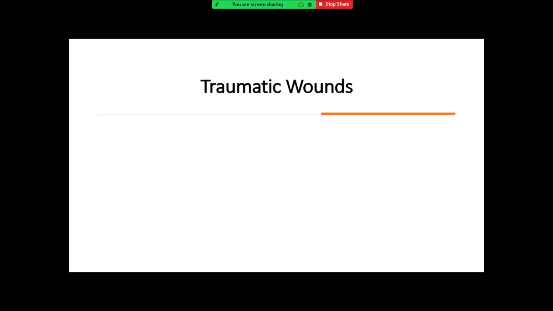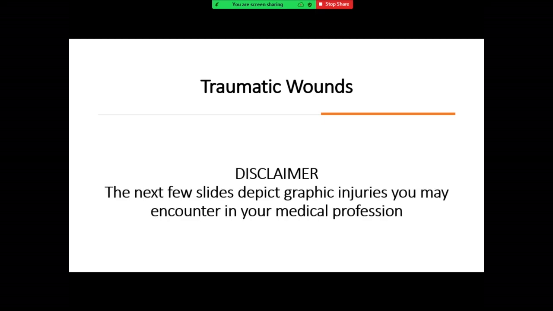So, traumatic wounds, different than pressure injuries. I don't pretend to be a trauma surgeon. I don't pretend to be an ER doc, and I will warn you all right now that there are some pictures here that are a little bit disturbing. But you will have to do an ER rotation. You're going to have to do a surgery rotation.